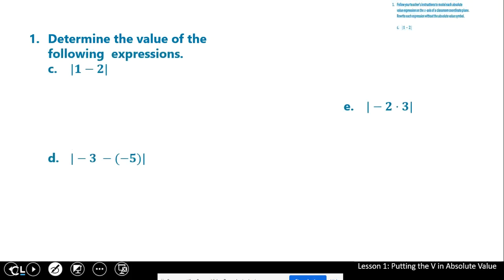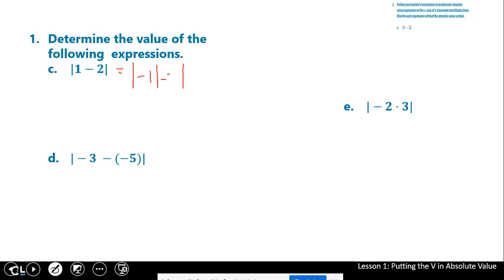So whenever we're taking the absolute value, if there is more than one number inside the absolute value bars, you need to solve that down to one number. So for example, with C, we have the absolute value of 1 minus 2. And so that is going to create the absolute value of -1. And the absolute value of -1 is +1.